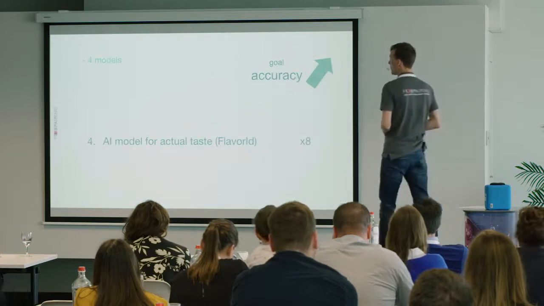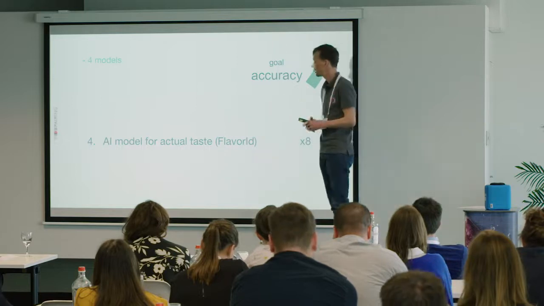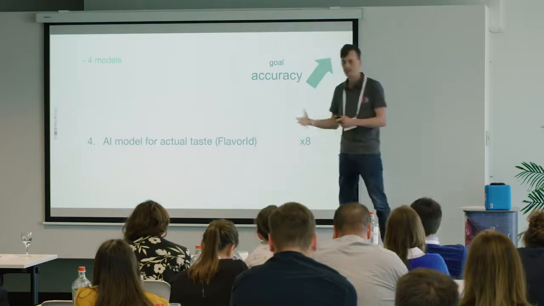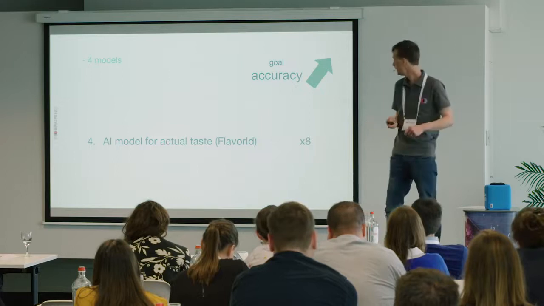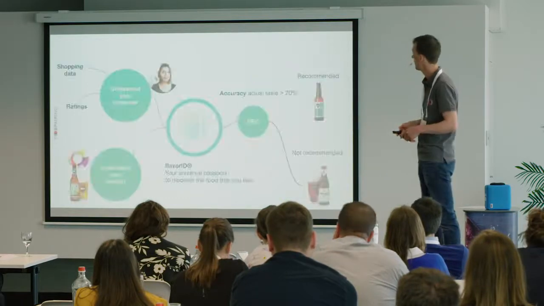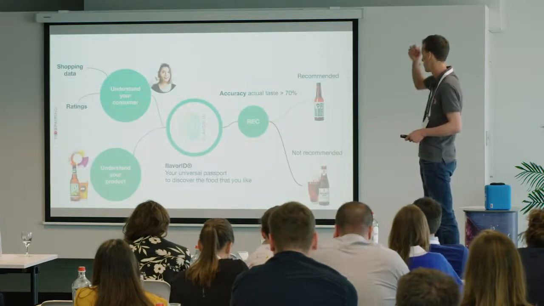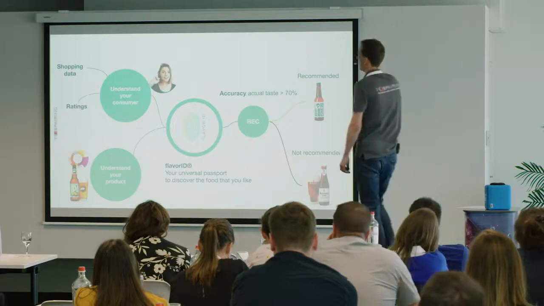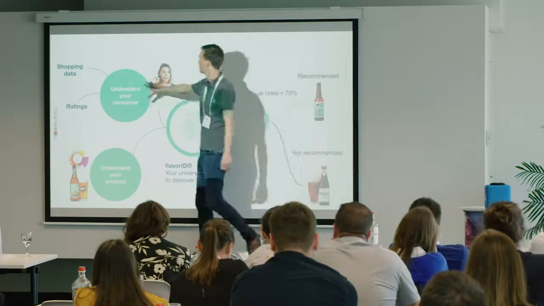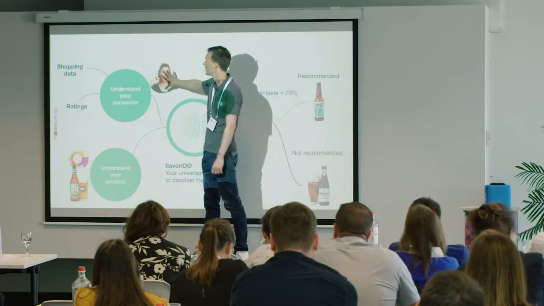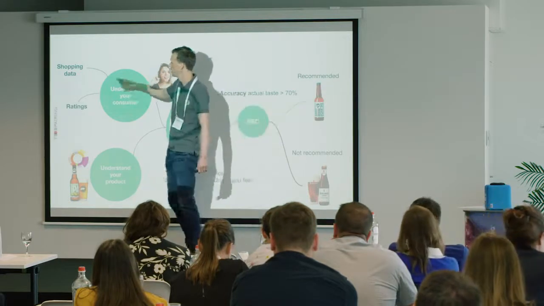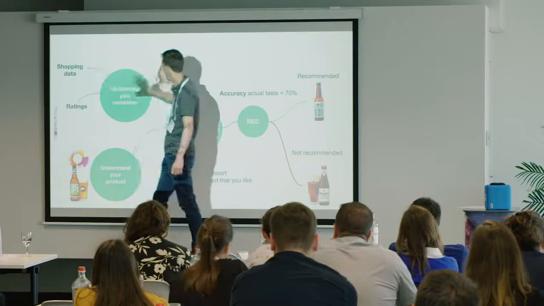The last one is that we want to predict the actual taste, and there again we use the flavor ID. This is an example on beer. As you know, we have to understand the consumer, so that means that we need to know the flavor ID, which is based on questionnaires or ratings or shopping data.